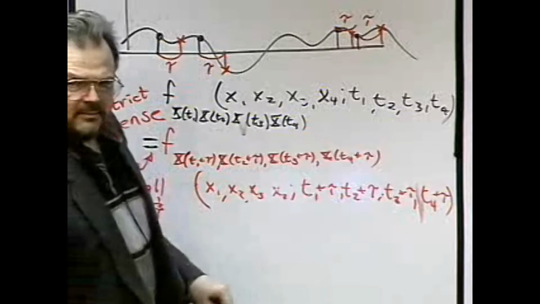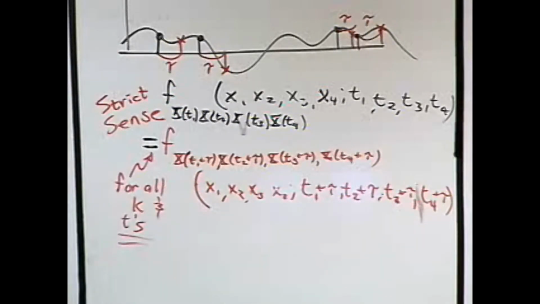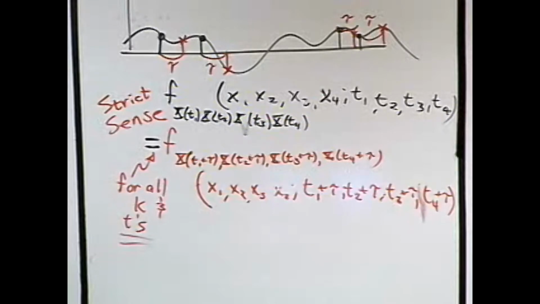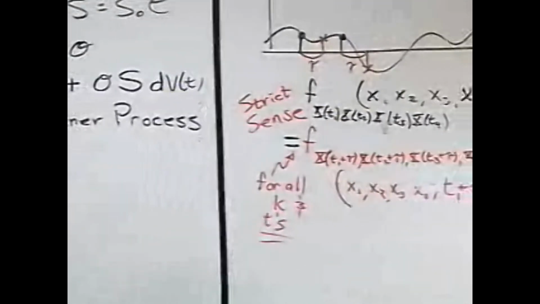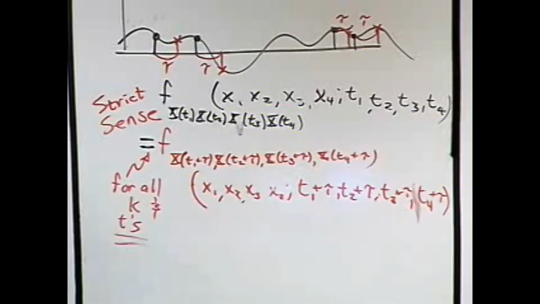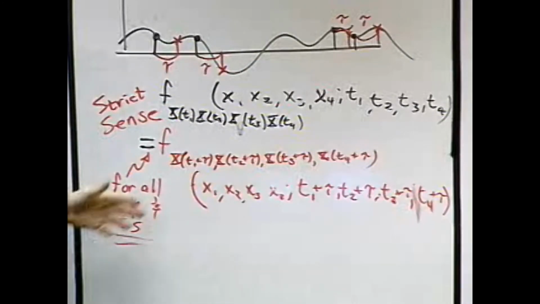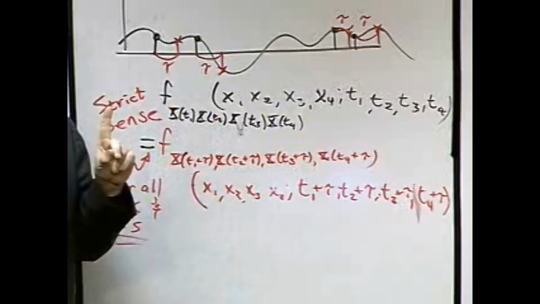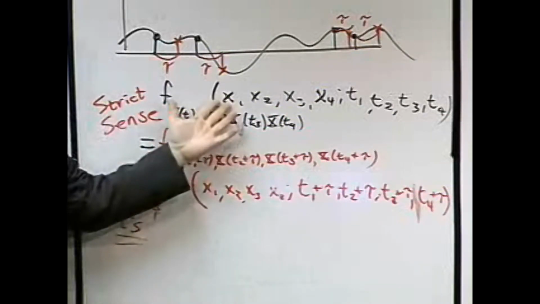Is it necessary to have this as a multi-time function? I mean, is it just as equivalent to say that your CDF at time t1 has to equal the CDF at any other time t1 plus tau? No. The question is, if this was only true for the first order, wouldn't that be sufficient to assure all of these others?